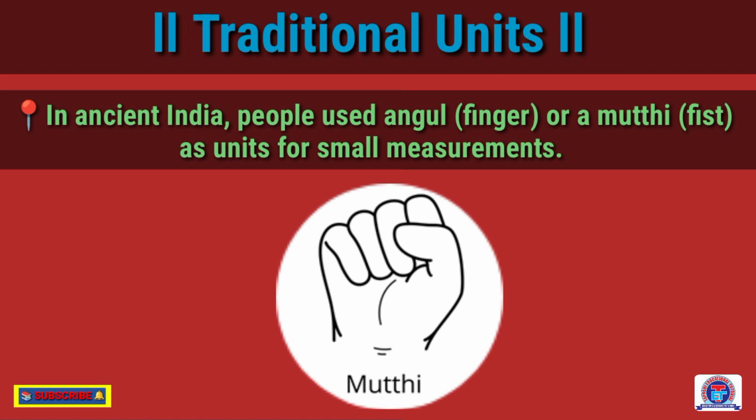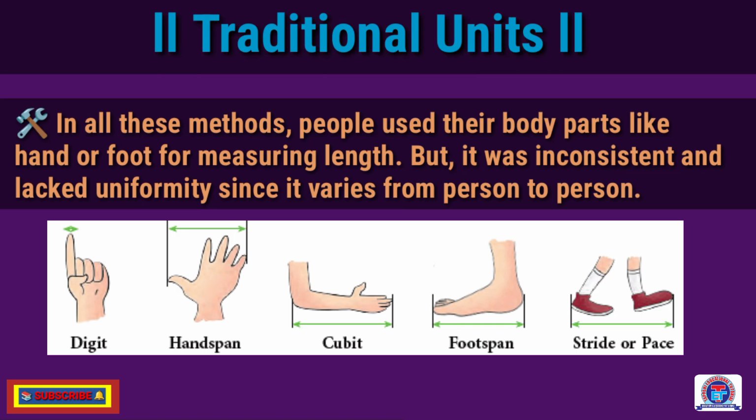Dear student, you know about the different traditional units. Ancient Indian people used angul, like a finger, or mutti, a fist, as units for small measurements. Here the picture of the mutti is given. In all these methods, people used their body parts like hands or feet for measuring length, but it was inconsistent and lacked uniformity since it varies from person to person. Here are some figures I have given that help to understand these things very easily.